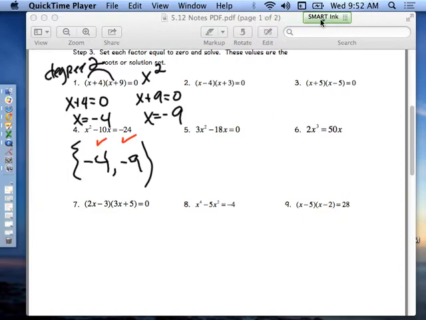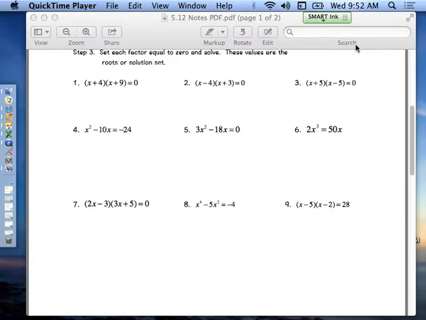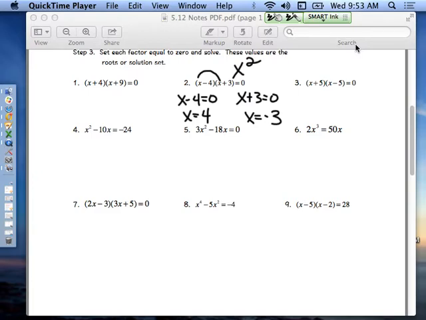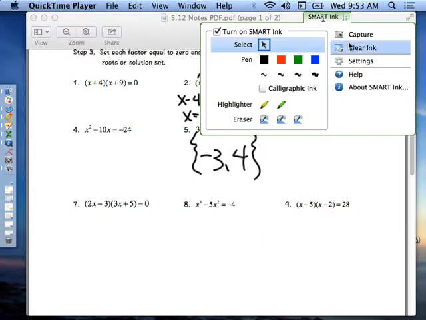Let's look at number 2 together. Number 2, once again, is already factored for you, so you simply take each individual factor and set it equal to 0. If I multiply this out, the first term I get would be x squared, so this is a degree 2 polynomial, which means I can have at most 2 real number solutions. My solution set for number 2 is x equals negative 3 or x equals positive 4. A degree 2 equation with 2 possible solutions.